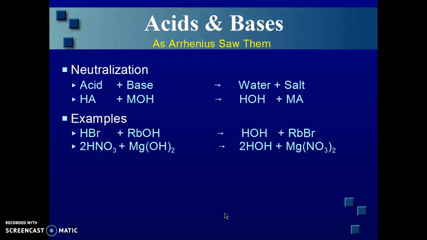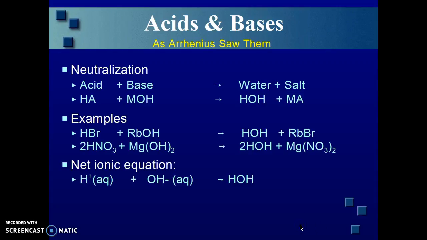Nitric acid would react with magnesium hydroxide to form two waters and magnesium nitrate. Notice that this requires two nitric acid units for every magnesium hydroxide because there are two hydroxides in a magnesium hydroxide unit. The net ionic equation can also be written, and it's the same for both.